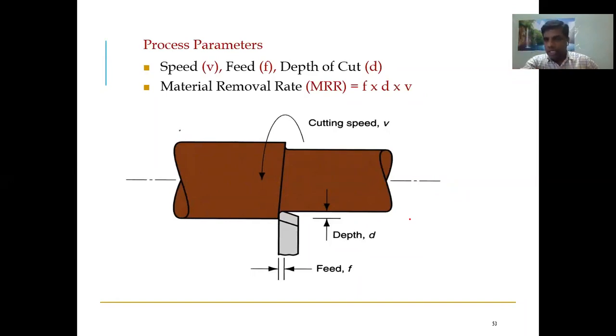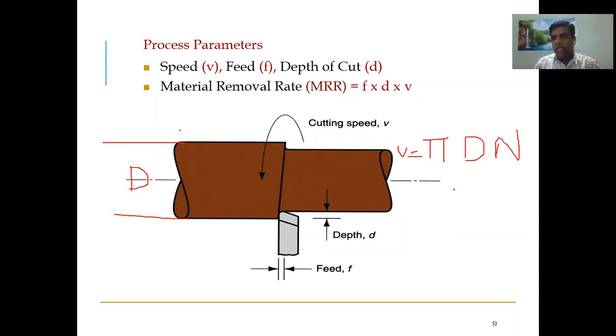So the velocity of any cutting tool can also be calculated with the same formula. So pi d n by 60. Whatever the n value, this velocity v is calculated as pi d n. D is nothing but the diameter of the job. So this is the diameter, right? So diameter, pi d n.